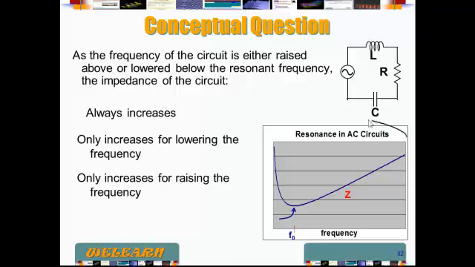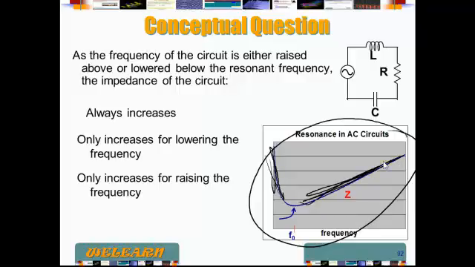Remember the diagram. Here's your diagram. So if we lower the frequency, we are increasing the impedance this way. If we increase the frequency, we are increasing the impedance this way.